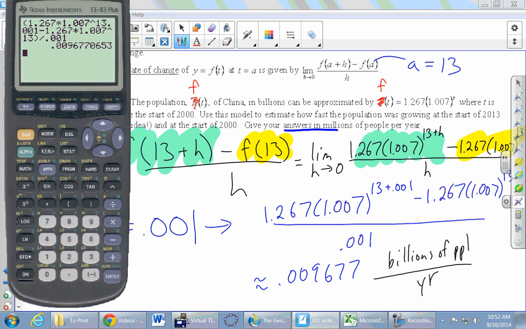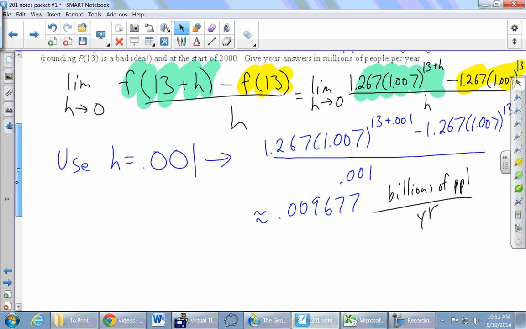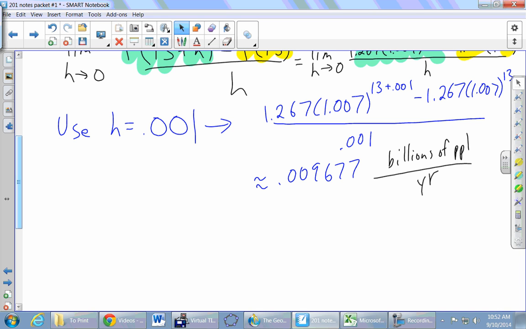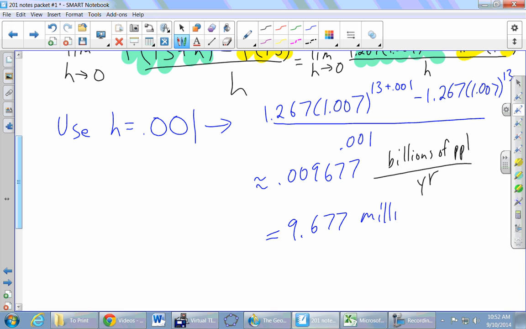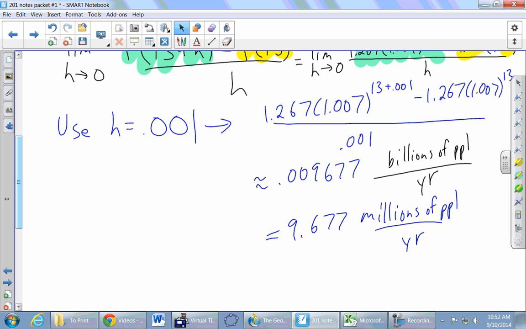The last little twist, it says give your answer in millions of people per year. So what do I do with this thing? Yeah, times 1,000. So this is 9.677 millions of people per year. Questions on that?